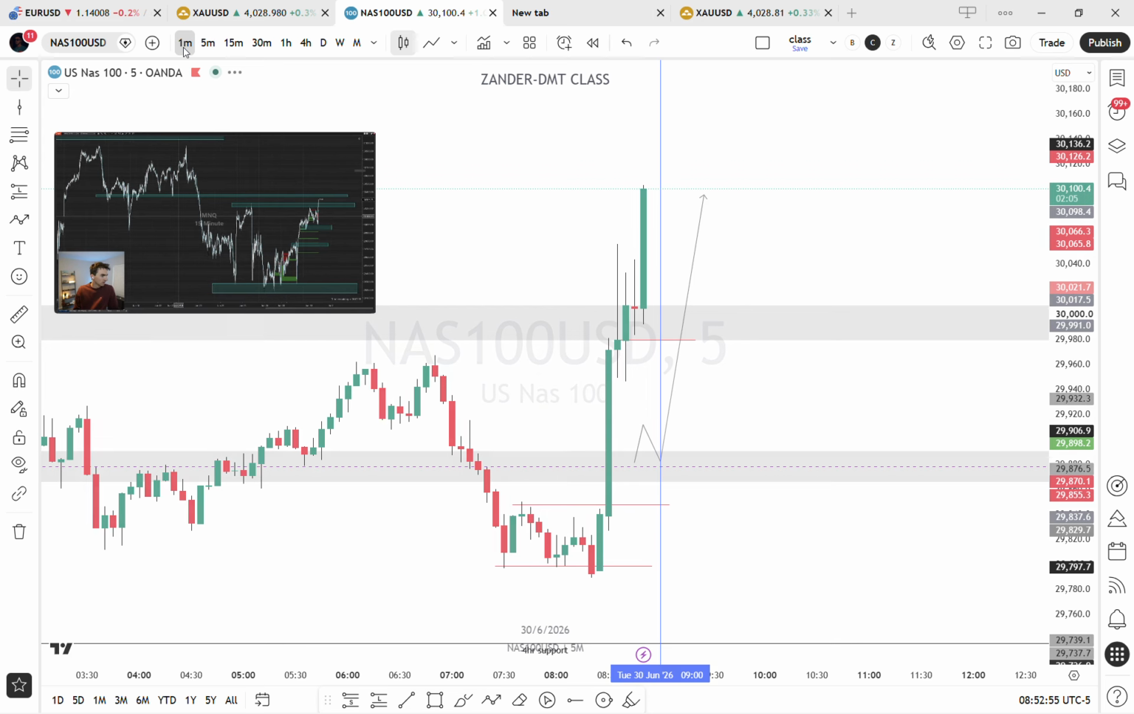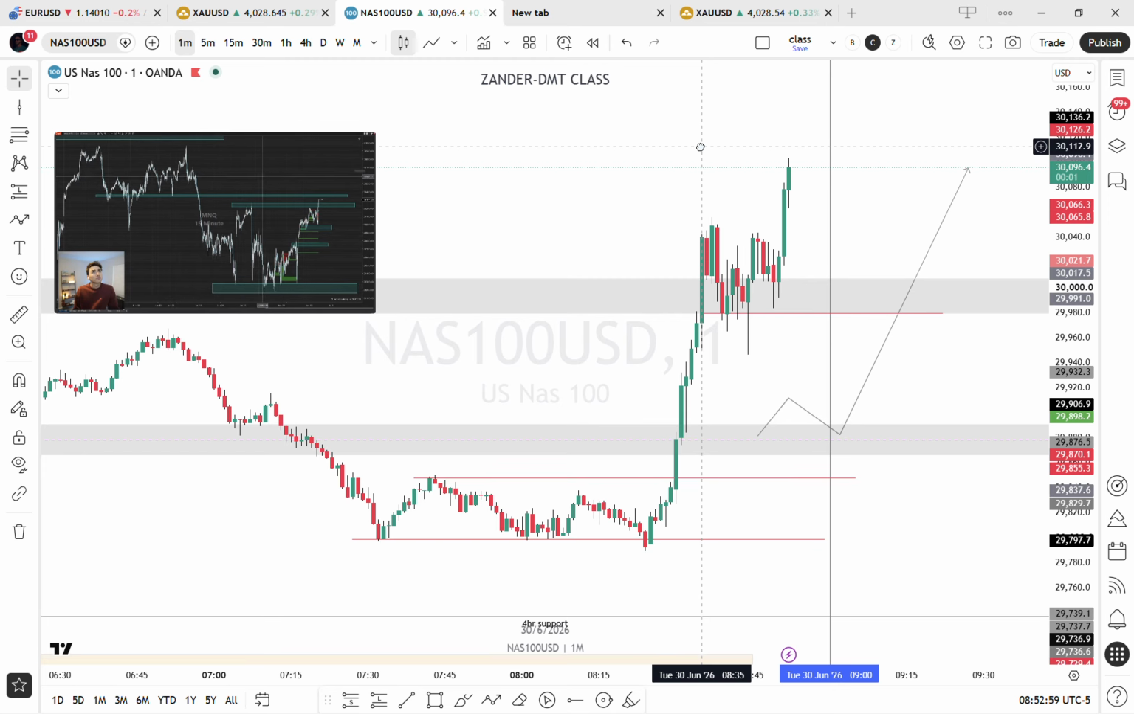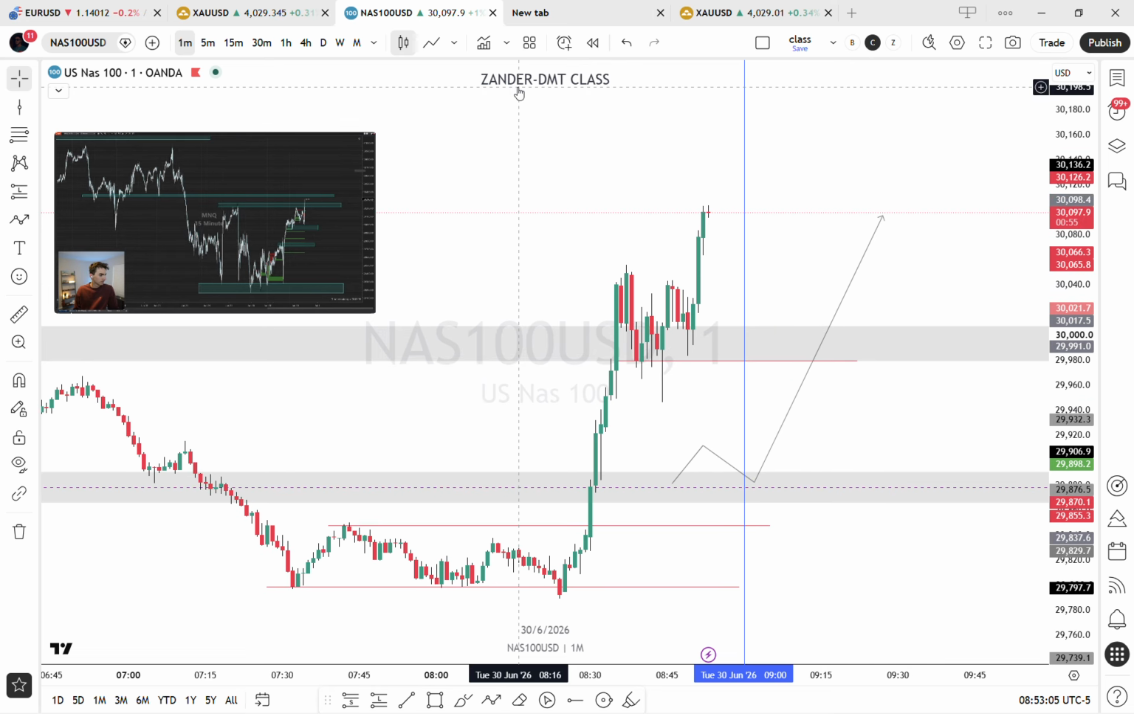Waiting for the retest. I would like to have a pop up and retest this. The buys look too solid for me to sell that. Kind of see what happens here.